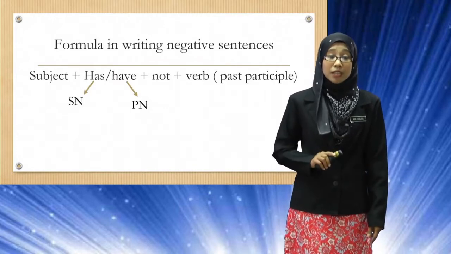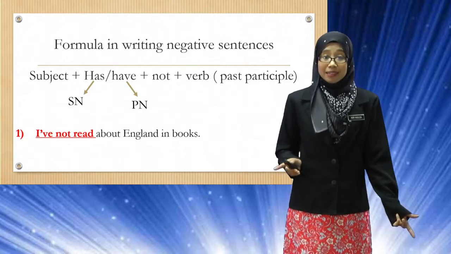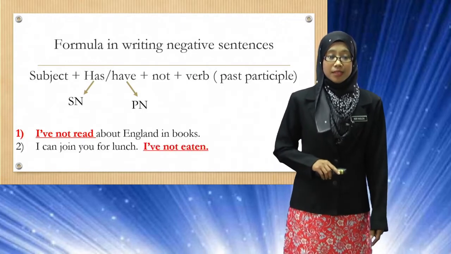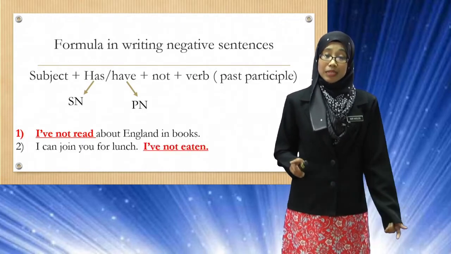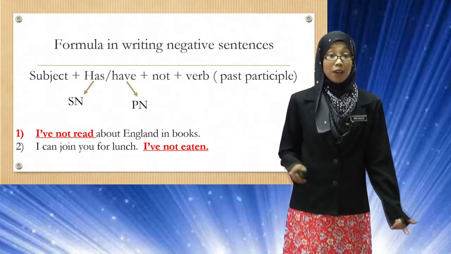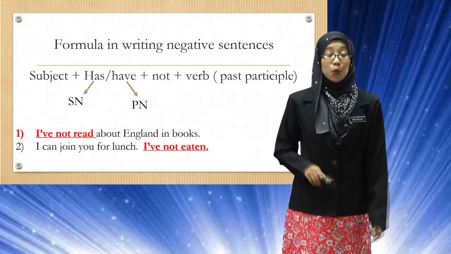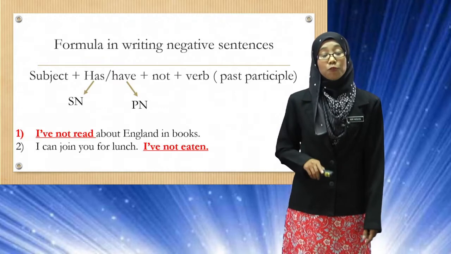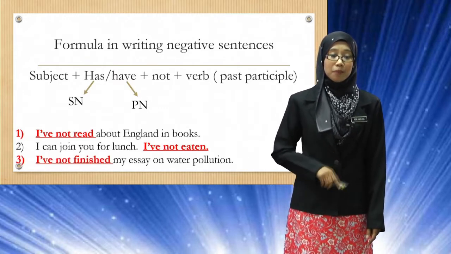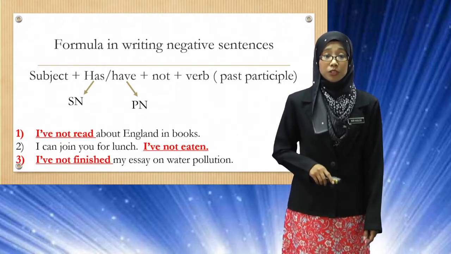Okay, let's read the examples to make you understand better. We look at the first example. I've not read about England in books. The second example is, I can join you for lunch. I've not eaten. Do you notice that? We place not after the verb have. The third example is, I've not finished my essay on water pollution.